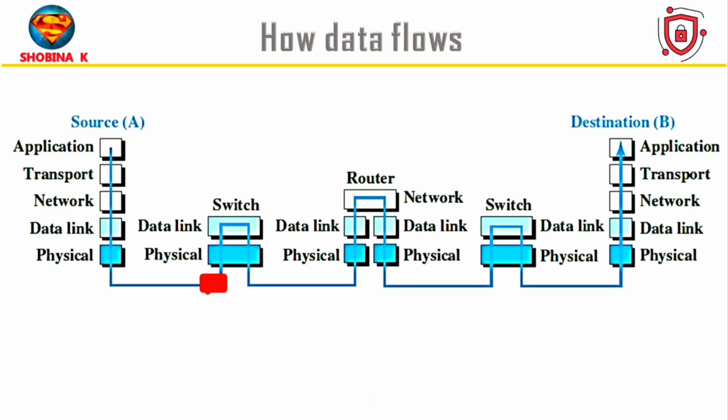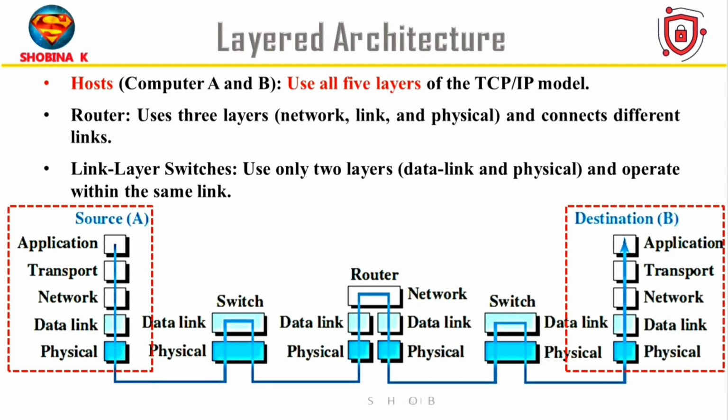Then it passes through switch 1. It only checks the frame info and forwards. Now the router reads the IP address and decides the next hop, and sometimes it may reframe. Now switch 2, again it forwards the frame. Finally, the message reaches computer B where it goes up layer by layer to the application layer. Each device interacts with different layers based on its role. Both hosts use all 5 layers.